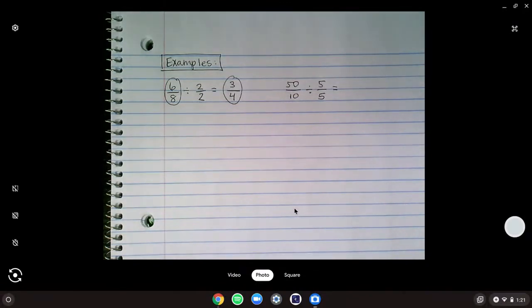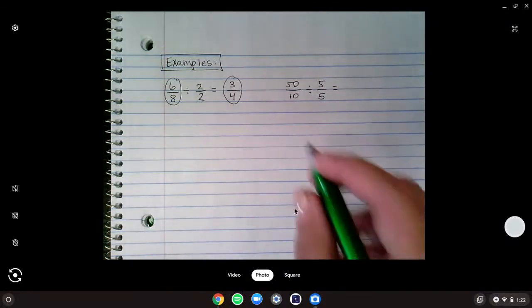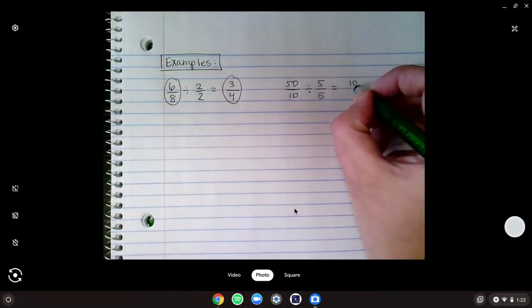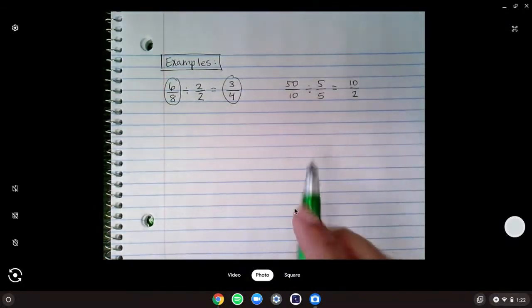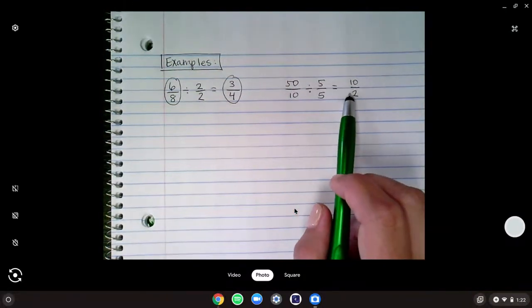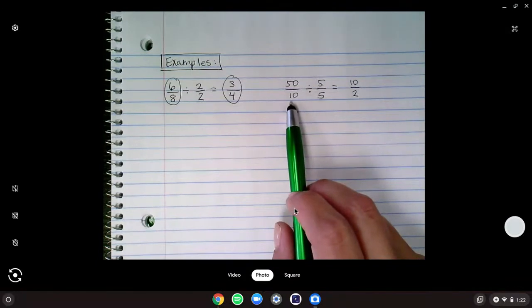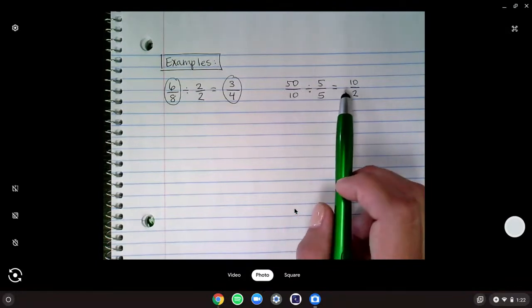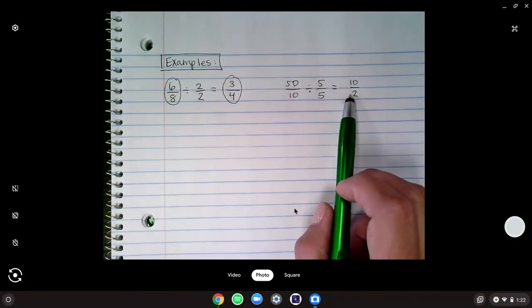So 50 tenths divided by 5/5. What would our equivalent fraction be? Give you a moment. Raise your hand when you think you got it. What would 50 tenths divided by 5/5 be? What do you get, Lily? 10 halves. 50 divided by 5 is 10. 10 divided by 5 is 2. That can equal a whole thing.